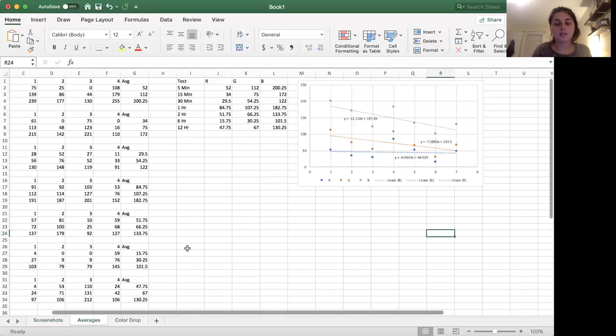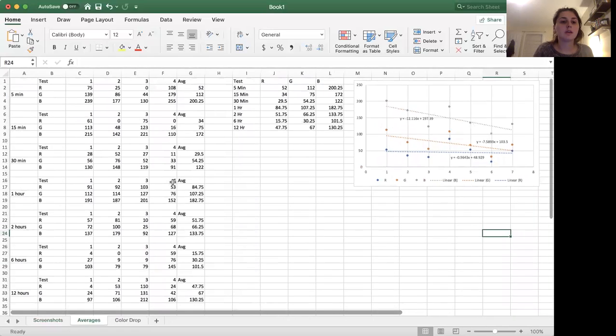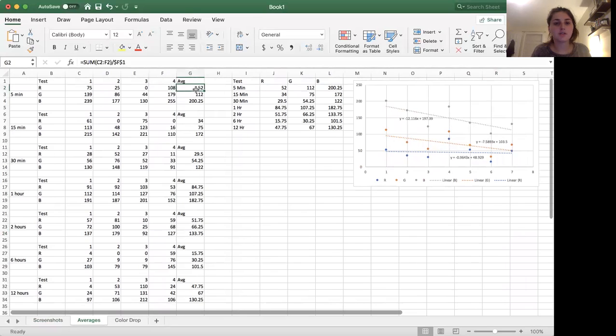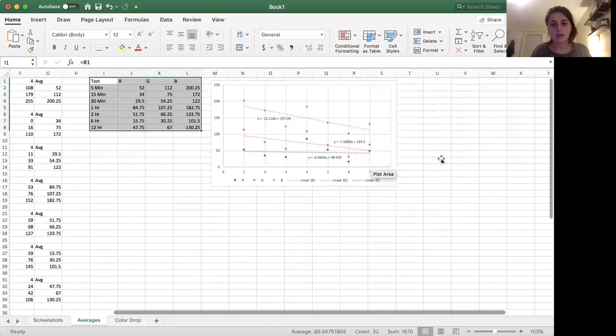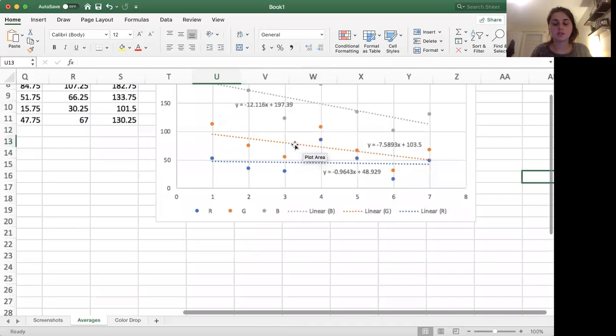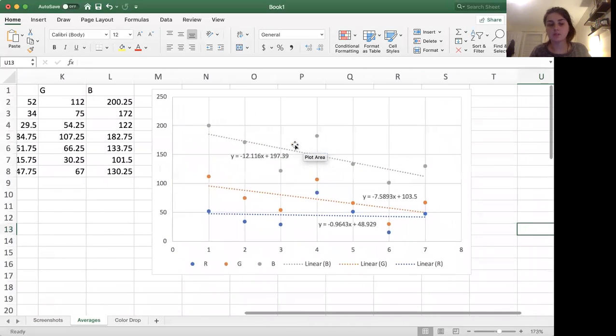And then I went and took averages. So I inputted them all. I took 4 tests. Some of them had 5 or 6 tests on them. I just took the first 4 that I saw, and then found an average for each of the values, for R, G, and B. And then I put those averages together in this table right here. And then right here, we have our chart, or graph, excuse me.